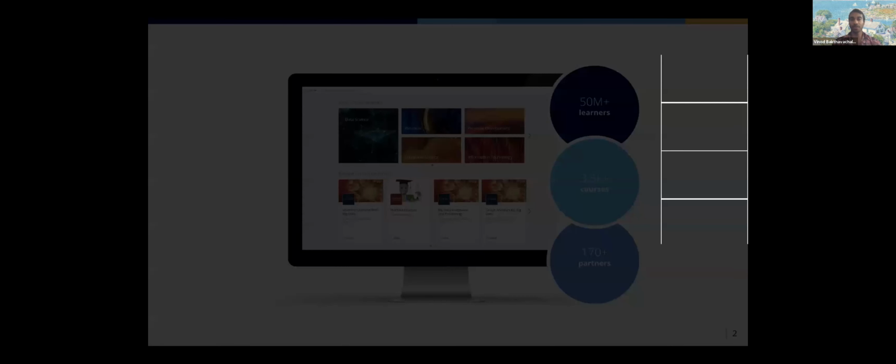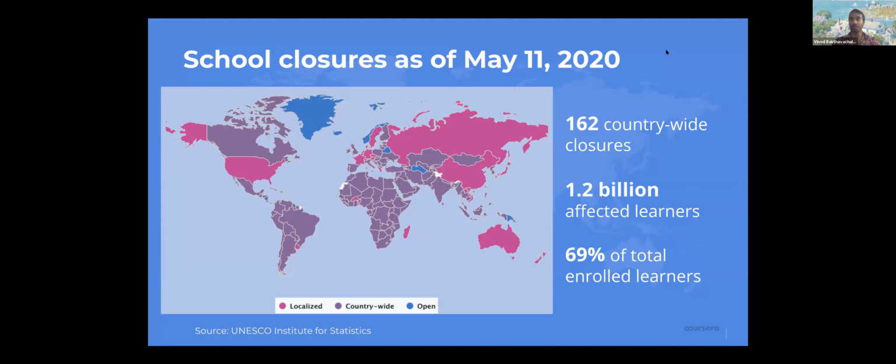And I wanted to start with a little bit of a snapshot on the impact of coronavirus around the world in terms of schools. So these are statistics from UNESCO. And kind of as we've seen today, as of May 11th, there's been 162 countrywide closures of schools. And that's 162 countrywide closures, but obviously there's a lot of countries where they've closed some schools and not others. And that in all leads to about 1.2 billion affected students who have had their studies interrupted. And that's about 70% of total enrolled learners.